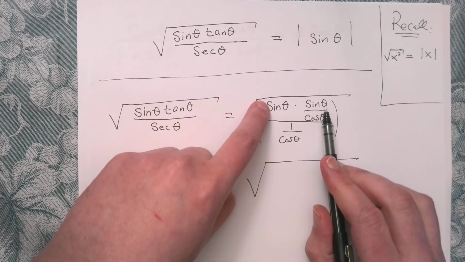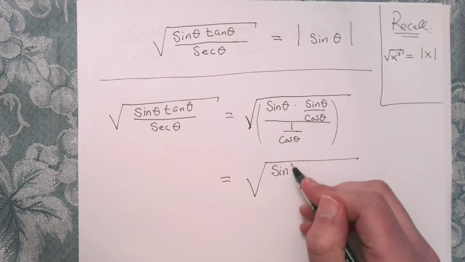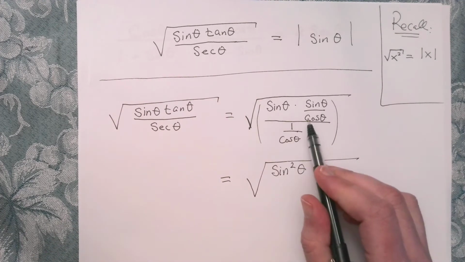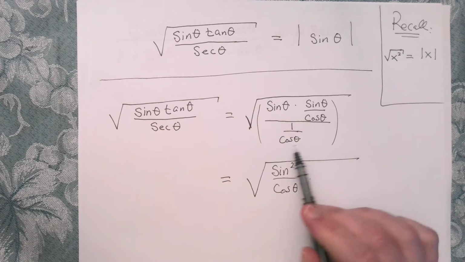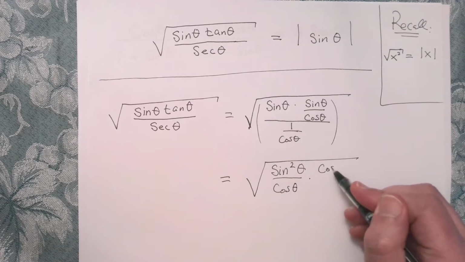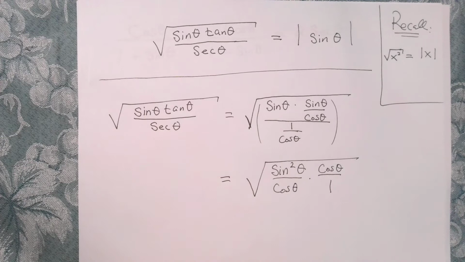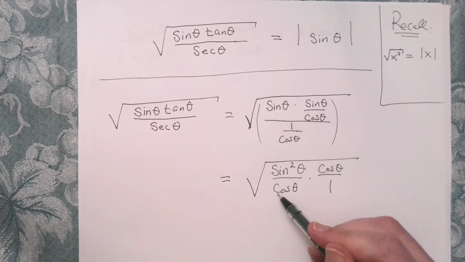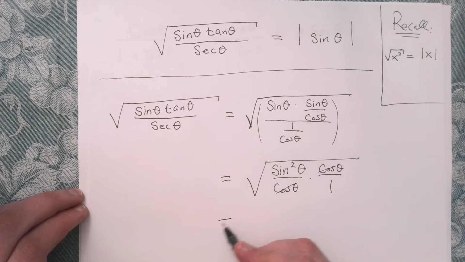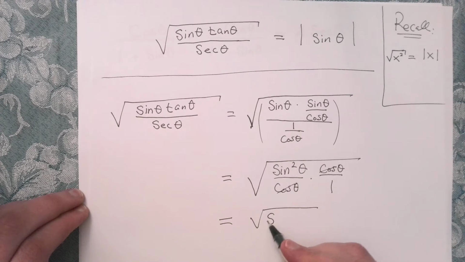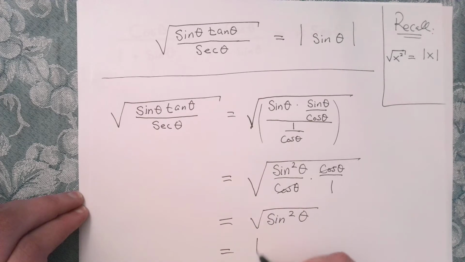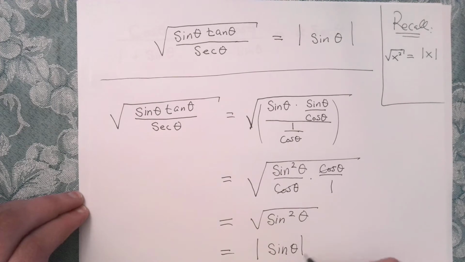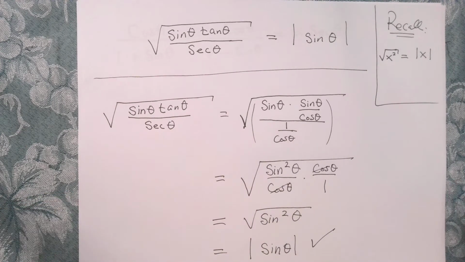So I've got this sine times sine is sine squared of theta, of course. That's over cosine of theta. And then we're multiplying by the reciprocal of this. Okay, so that seems really nice. The cosines will cancel. I've got the square root of sine squared of theta. And by our classic property, that's exactly the absolute value of sine of theta. Okay, so I'm happy about that.